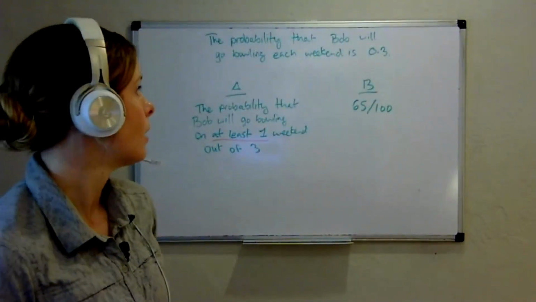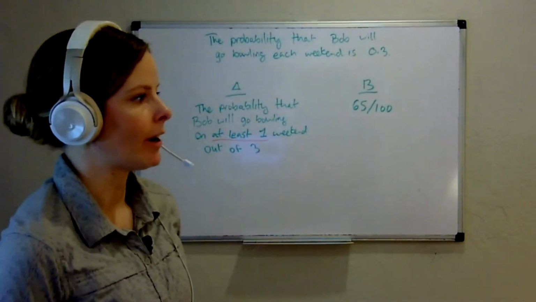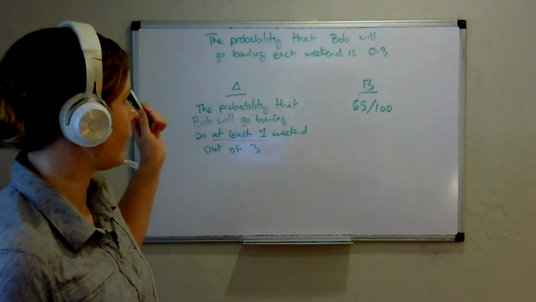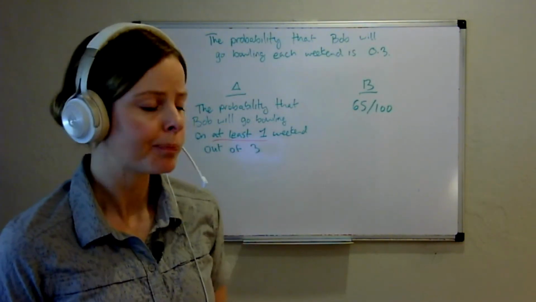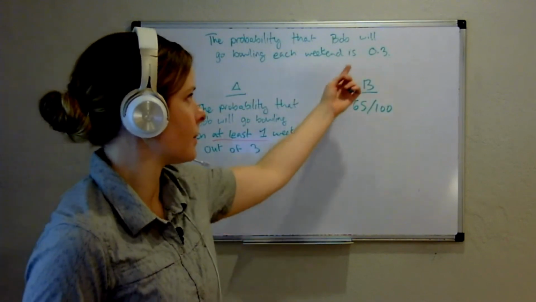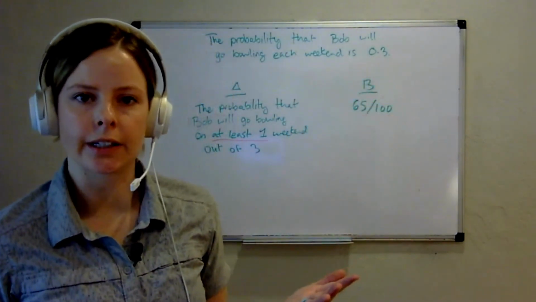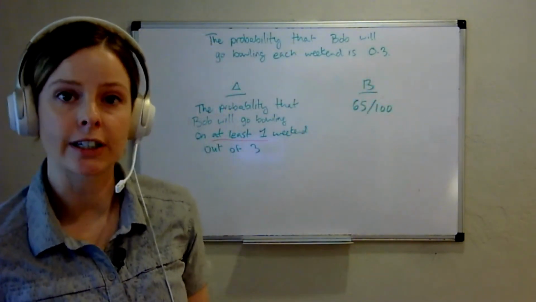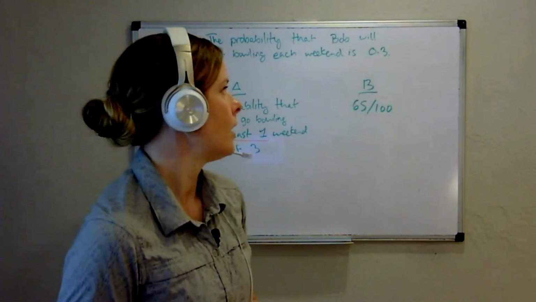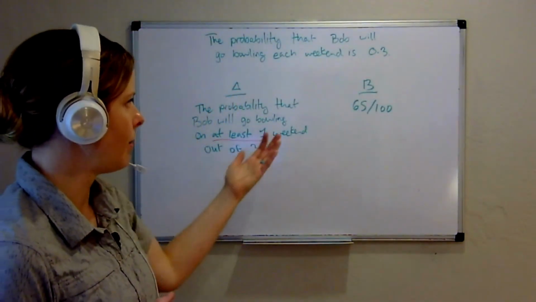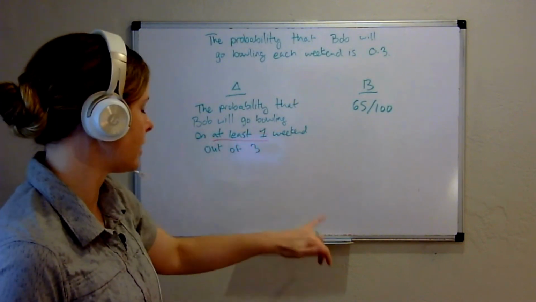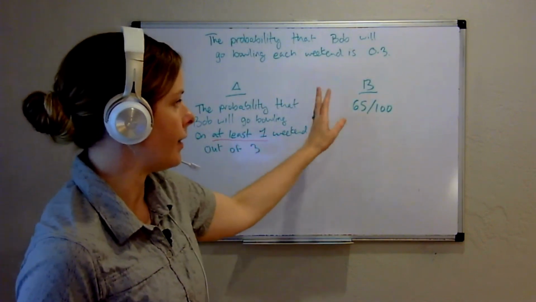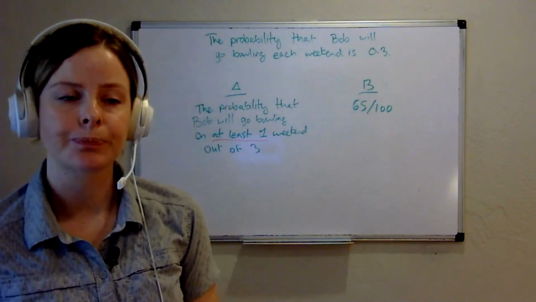Okay, so here we've got a quantitative comparison, and we are given that the probability that Bob will go bowling each weekend is 0.3. And of course, this is written as a decimal. It's the exact same thing as writing as a fraction. You could change that to 3/10 if it makes you more comfortable. And then what we're trying to compare is the probability that Bob will go bowling on at least one weekend out of 3 weekends, and then comparing that to a particular number.